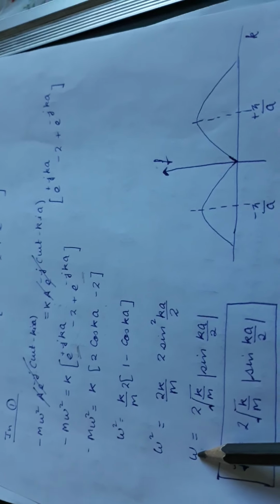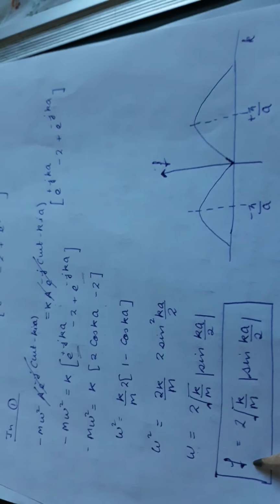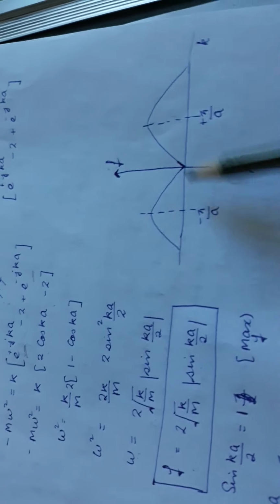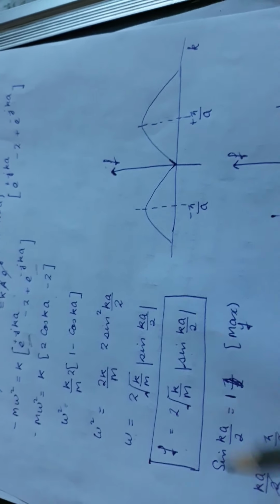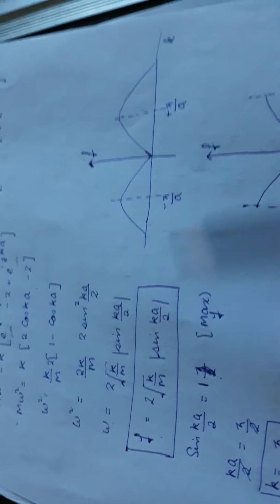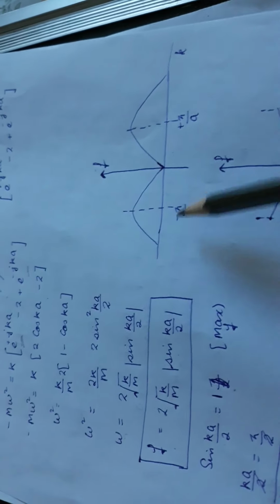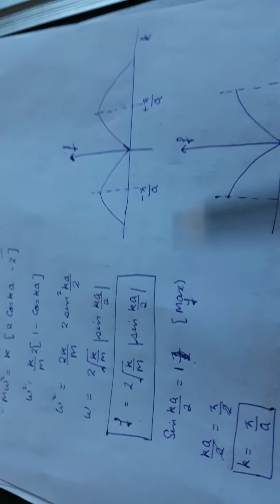By a simple calculation, we find that the frequency is a sinusoidal function of k. Because in most of our discussion I have depicted omega by f, let us keep it as f, which is the frequency of oscillation of the atoms. If we plot this equation, it looks something like this, and it has its maxima when sin of ka upon 2 is equal to 1, so ka upon 2 will be pi upon 2. In the plus and minus directions, k will be maximum at plus minus pi upon a, and this is how it looks.